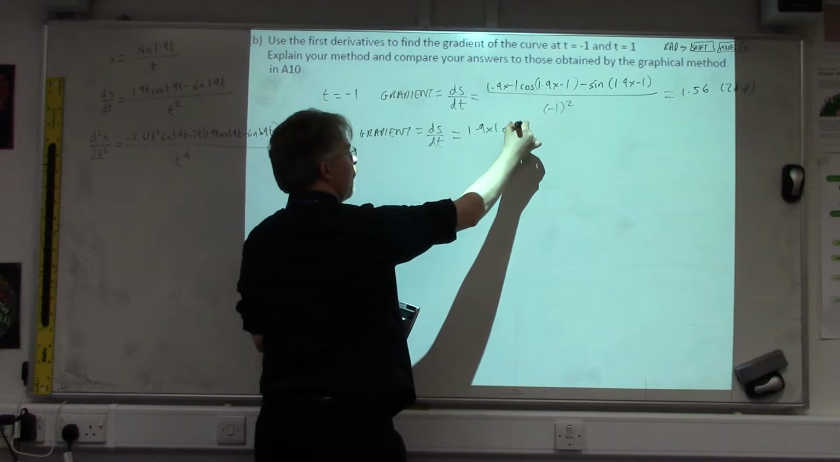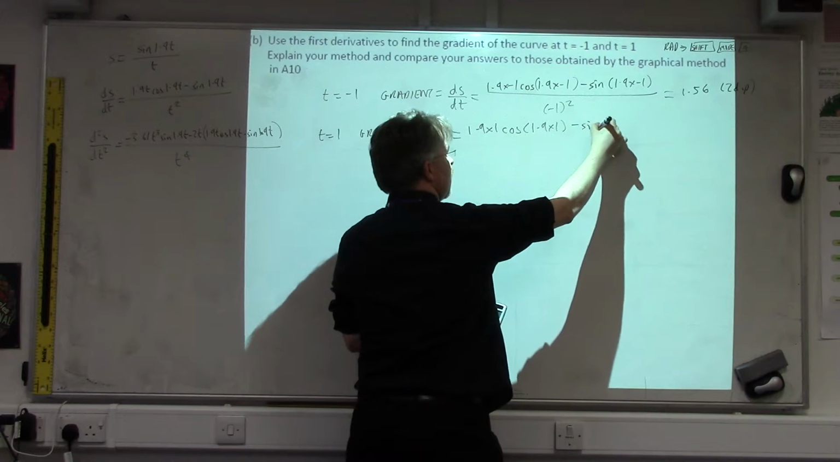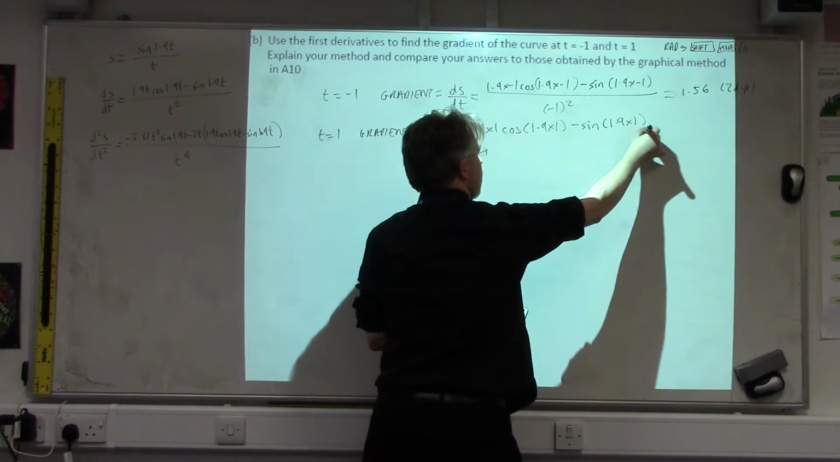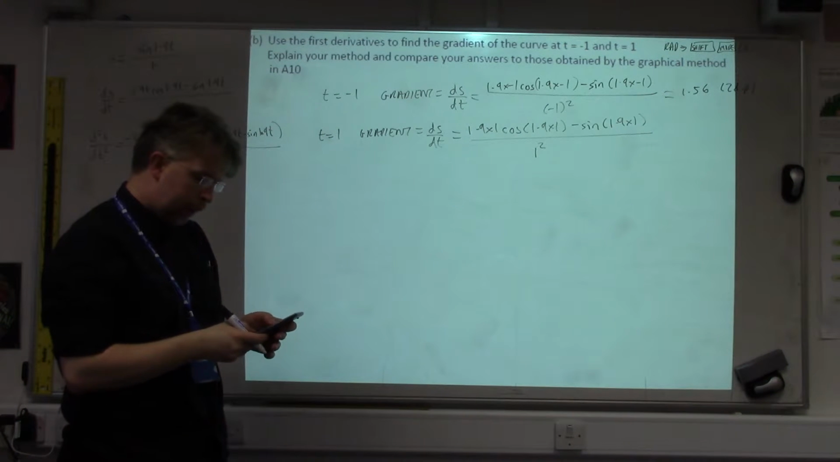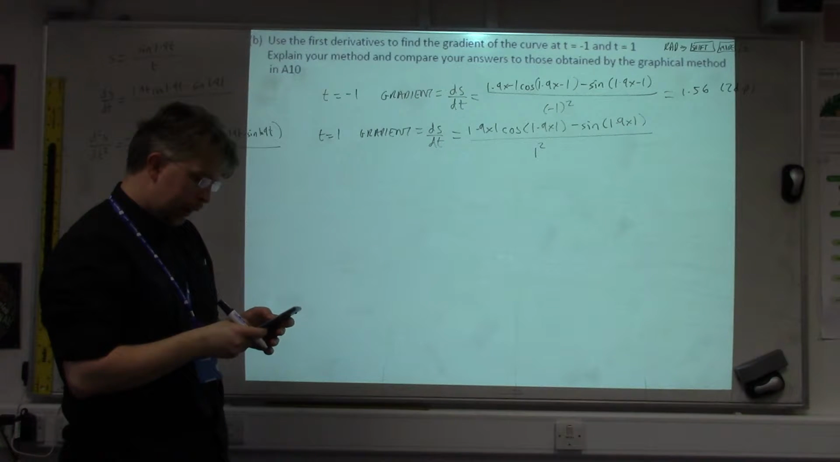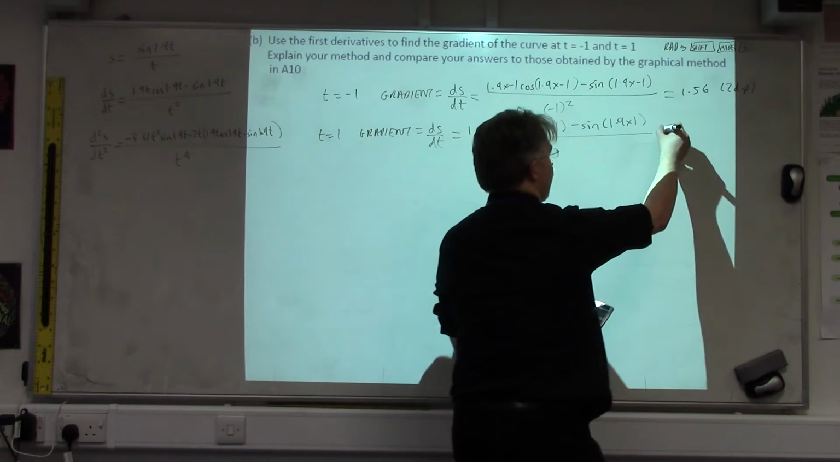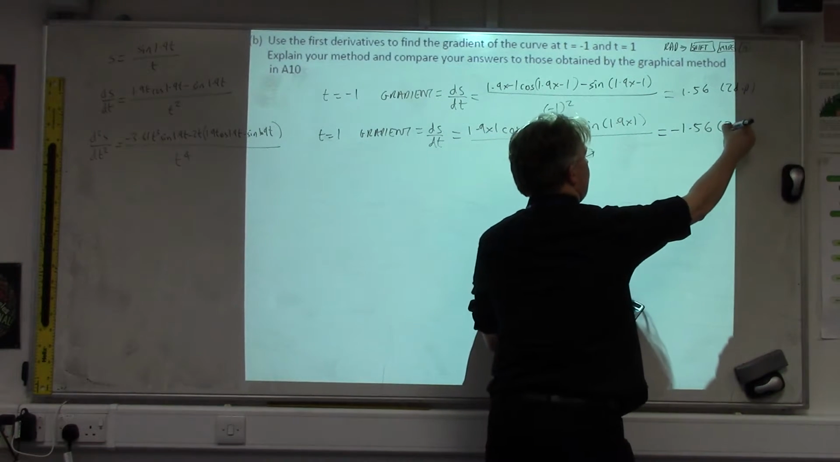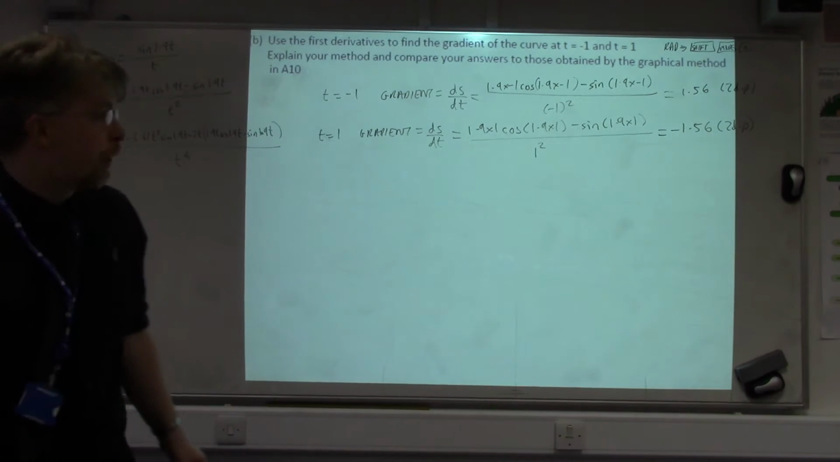Work out the same formula, but with 1s instead of minus 1s. So 1.9 times 1 cos 1.9 times 1 minus sine 1.9 times 1, all over 1 squared, gives minus 1.56 to 2 decimal places. As usual, that's what you need to do to get a pass.